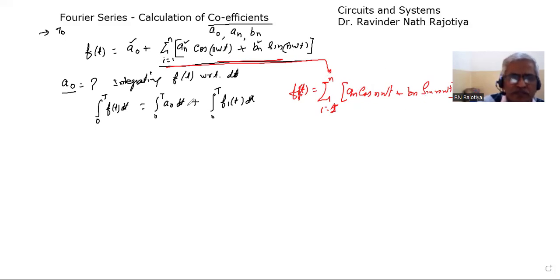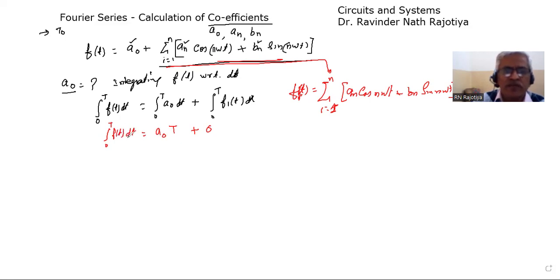Now a0 is a constant, so I can write this as a0 times the integration of 1 dt, which will be equal to t, and when you put the limits from 0 to T, that will be equal to T itself. Plus, we know from the previous lecture, using the standard functions, the integration of f1, that is this part, will be equal to 0. So this is equal to the integral from 0 to T of f of t into dt.